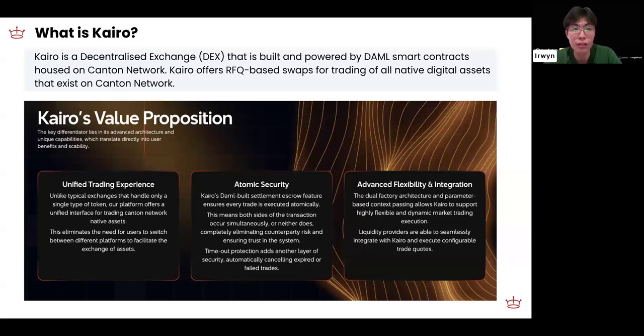That's one of the key features of Canton network: everything is settled atomically. So either the transaction passes or the transaction doesn't happen at all. That's the key uniqueness of Canton. We also provide advanced flexibility and integration for different liquidity providers, because we can easily swap out the LPs and different sets of tokens.